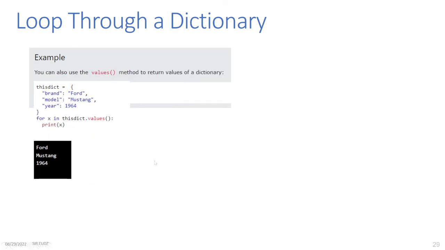Loop through a dictionary. You can also use the values method to return values of a dictionary. So let's say we have our dictionary, for X in this dot values. That means that X here will be containing the values. So if you print X, this will print the values.